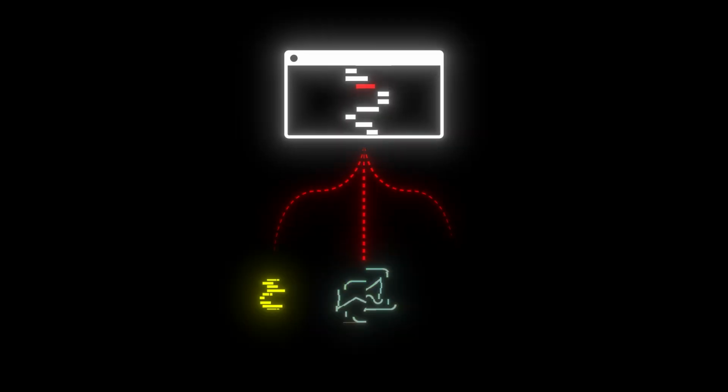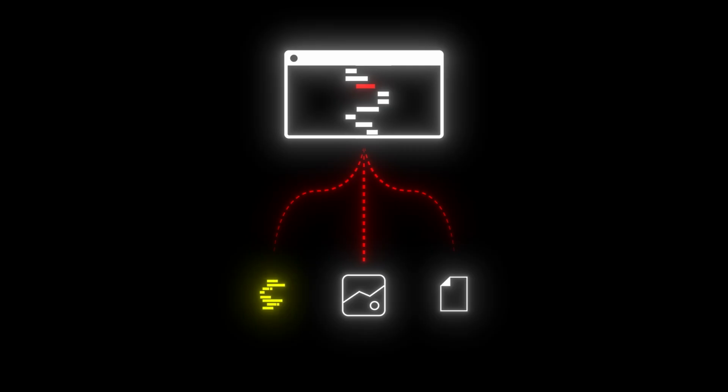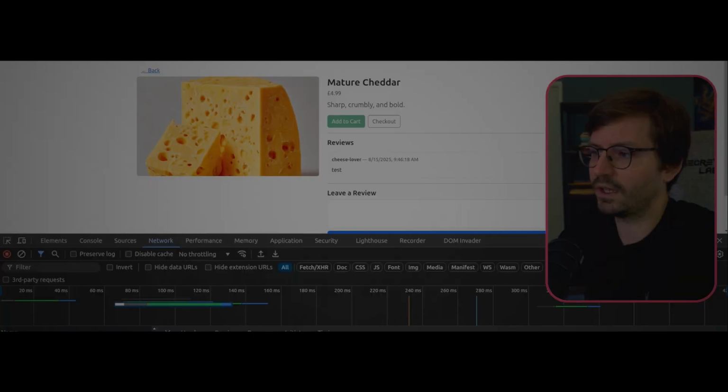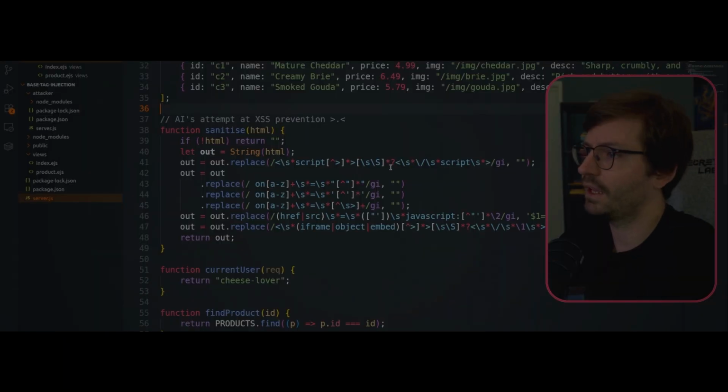What if I told you a single HTML tag could quietly reroute a user's CSS, JavaScript, images, and even their form submissions to a server that we control, all without any cross-site scripting? Today, we're going to break down base tag injection, what it is, how it works, and we'll run through a lab where one review turns our cheese shop into a data exfiltration machine.